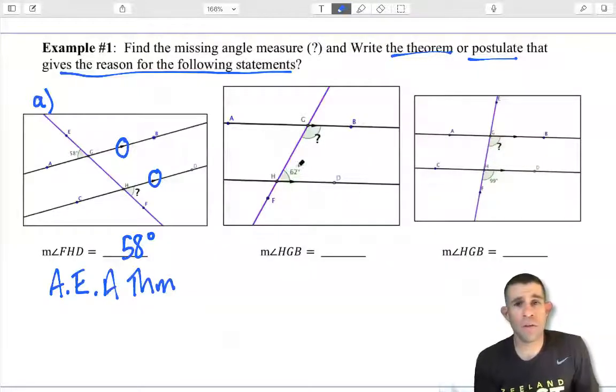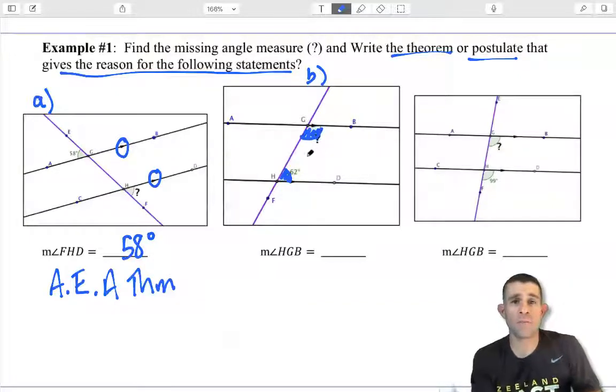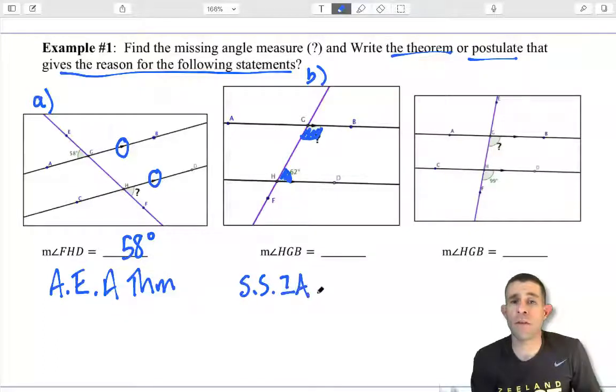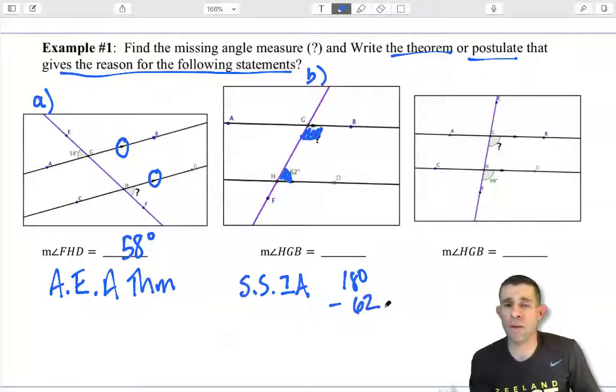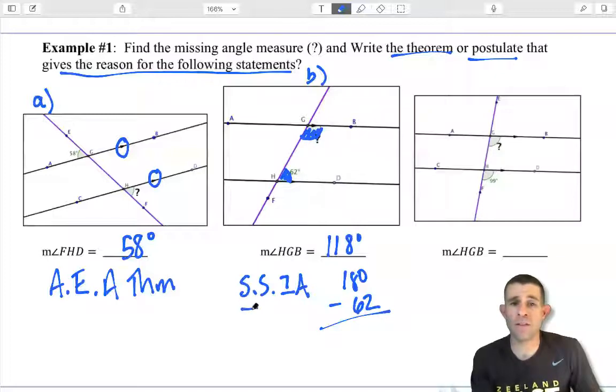All right, next up here we see in drawing B, I have again two parallel lines. Now these angles that I'm looking for are on the same side of the transversal, which is our blue line, and they're on the interior. So I know that same side interior angles are supplementary. They add up to equal 180. Therefore, I'm going to take 180 and subtract my one angle that I know, which is 62 degrees, and I'll get the remaining amount of 118 degrees. Therefore, angle HGB is 118, and that's by the same side interior angle theorem.